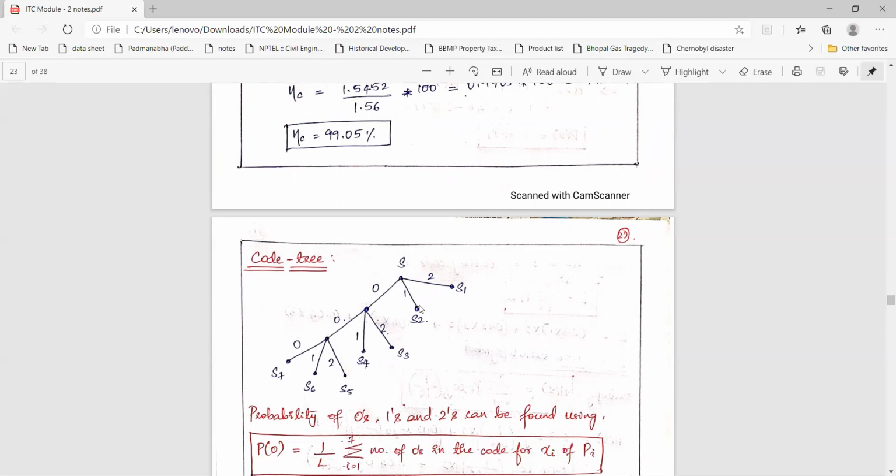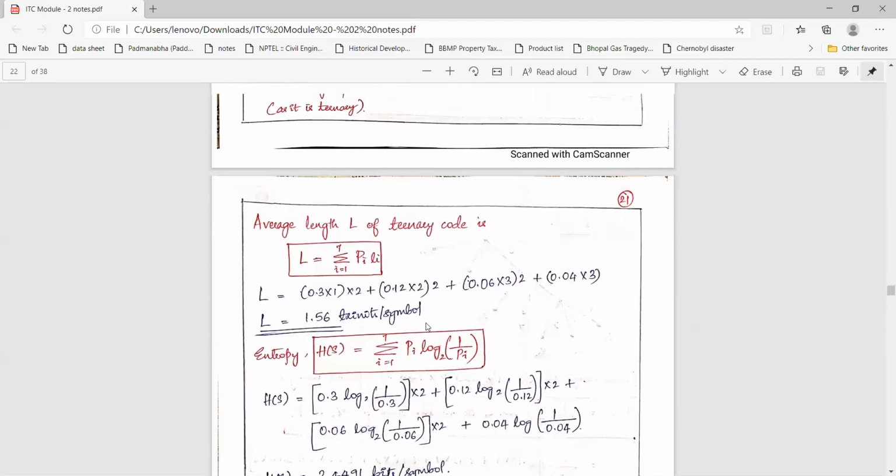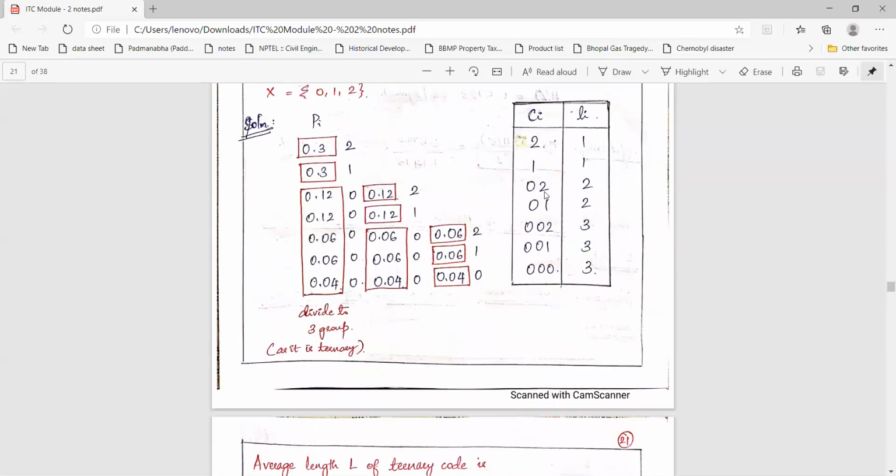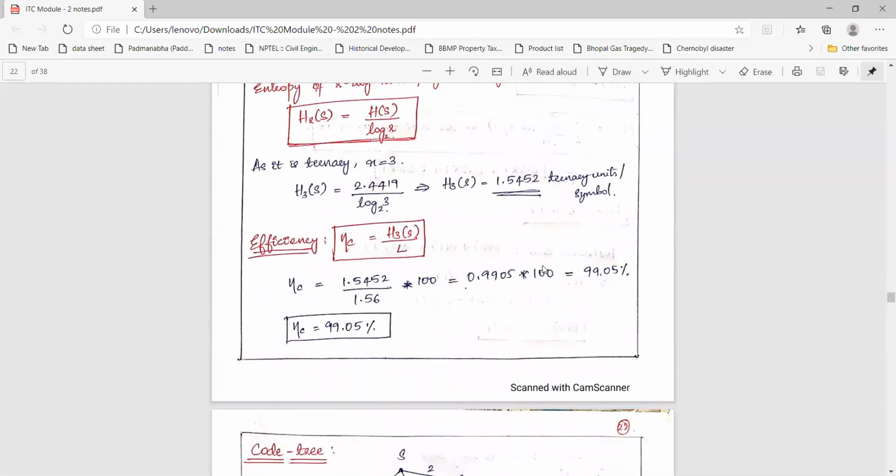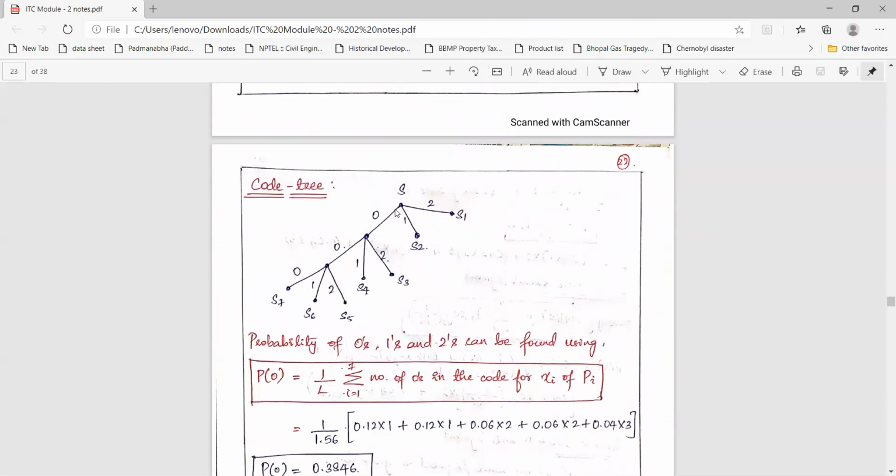So I'll draw one more branch and name it as 1, and I'll name this node as S2. Next, the symbol 3's code word is 02. So from the root node, I'll draw one more branch. I'll name it as 0, and for S3 it is 02, isn't it? So first 0, I've got it here, and then I'll draw 3 branches at this node also. So I'll name it as 0, 1 and 2.